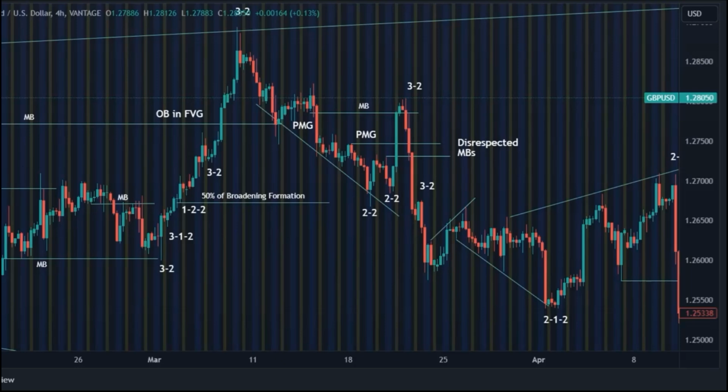So even though we really rely on mitigation blocks, you have to understand them in context. Yes, this mitigation block worked here. Yes, this mitigation block worked here, as we see price reversed. Yes, a bunch of these other mitigation blocks worked, but these two did not. And why? Because they're in the middle of the range. Once you get to the outsides of the range, that's when you want to start paying attention to your mitigation blocks.